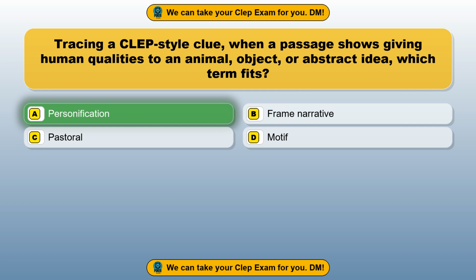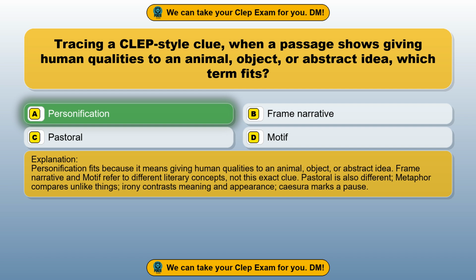Personification. Personification fits because it means giving human qualities to an animal, object, or abstract idea. Frame narrative and motif refer to different literary concepts, not this exact clue. Pastoral is also different, metaphor compares unlike things, irony contrasts meaning and appearance, caesura marks a pause.